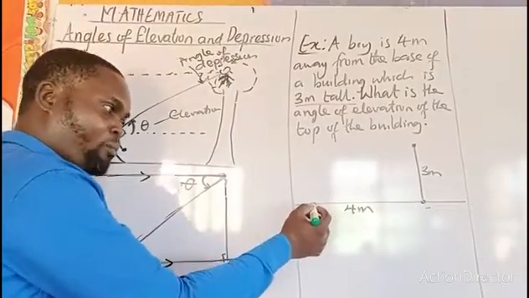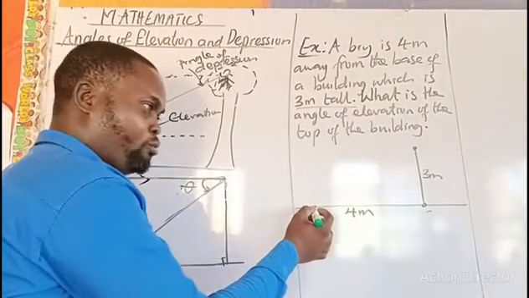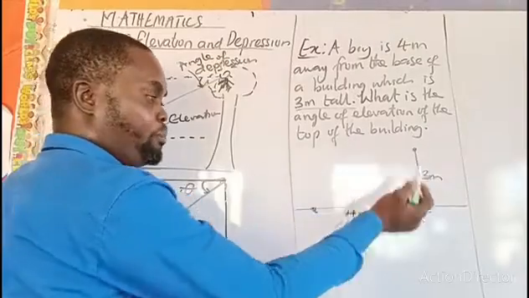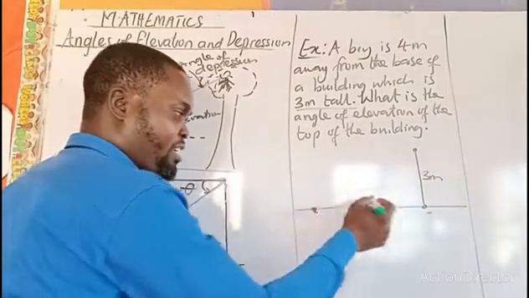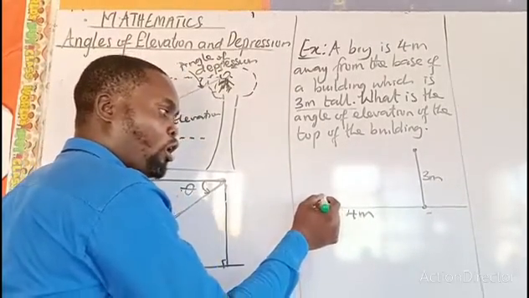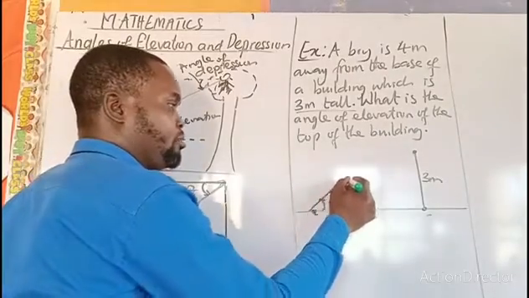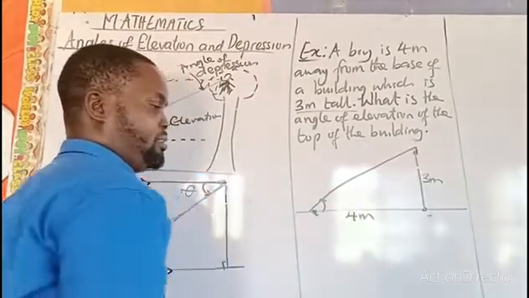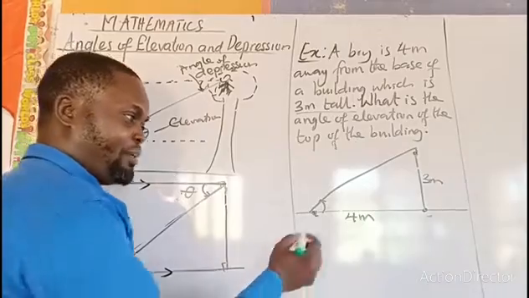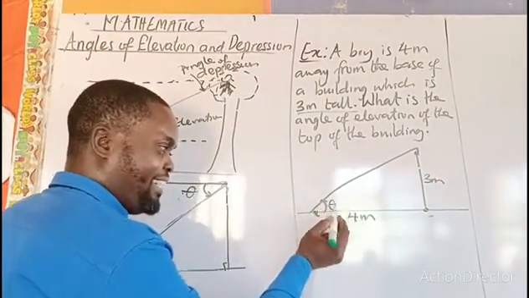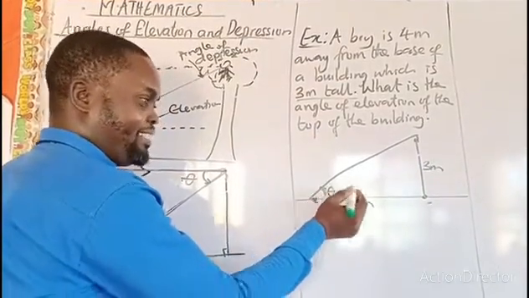The boy. So what's the angle of elevation? That means the angle to the top of the building. Instead of looking straight, the boy now looks up to the top of the building. Are you seeing it? So that's what they're asking. What's the angle of elevation? So I just put it, angle of elevation.